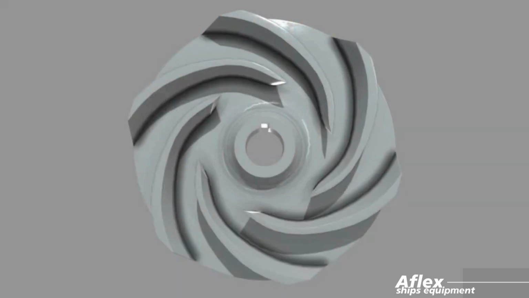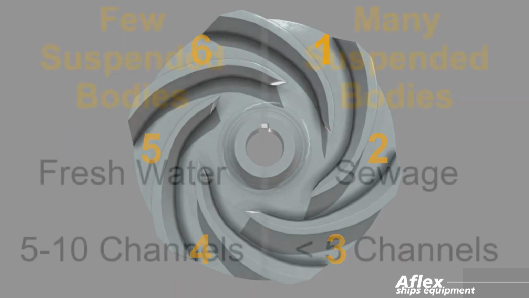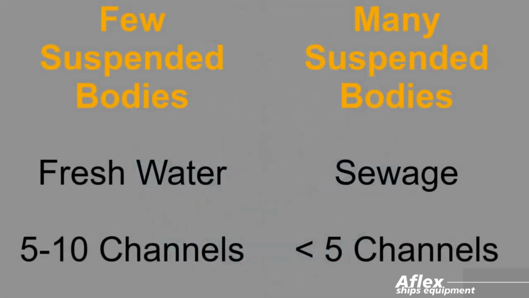Notice also that the impeller has a certain number of channels, and the number of channels varies depending upon the fluid being pumped. For fluids with few or no suspended bodies, such as fresh water, the impeller will have between 5 to 10 separate channels. As the number of suspended bodies within the fluid increases, the number of channels will decrease. Varying the number of channels depending upon the flowing medium will ensure the best possible pump performance.